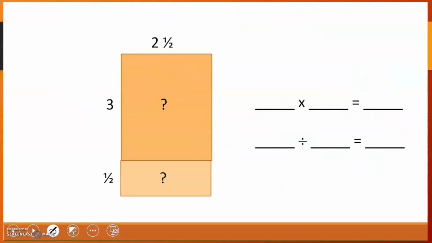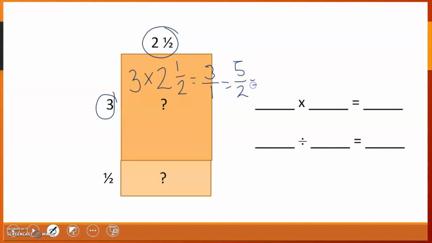Excellent job. Now we're going to take that knowledge and do it with fractions. So we're going to take these two numbers and multiply them to give us the question mark in the middle. If you want, you can make them fractions if that makes it easier for you to multiply. Giving me 15 over 2, which is equivalent to 7.5. I know that this question mark equals 7.5.